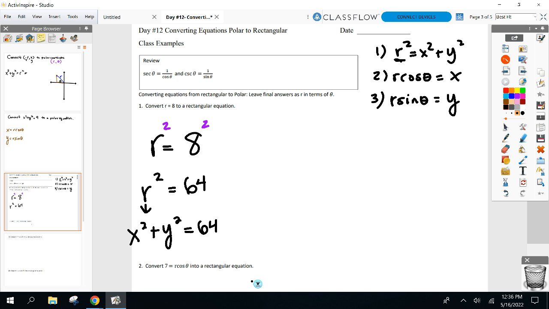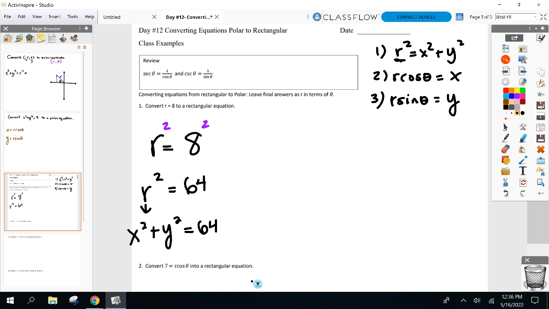And I know the question that comes up is, how far do I have to keep doing this until I'm done? Look at what I have. Is it just x and y's? My equation, x squared plus y squared equals 64. Are there any r's? Any sines? Any cosines? Thetas? We're done. That is r equals 8 in our rectangular form.